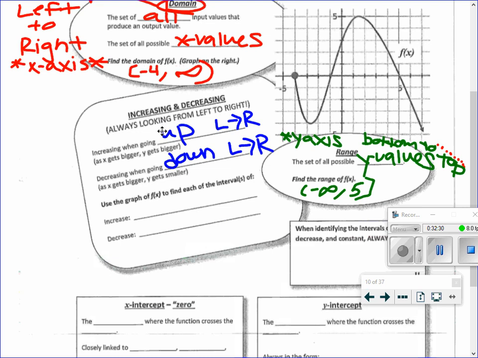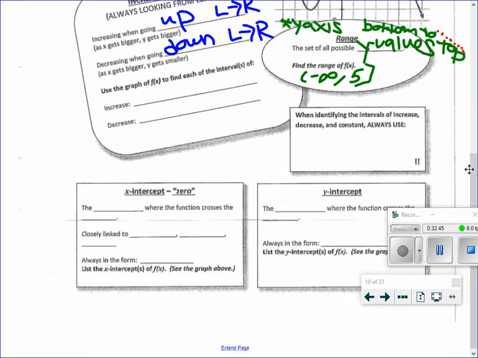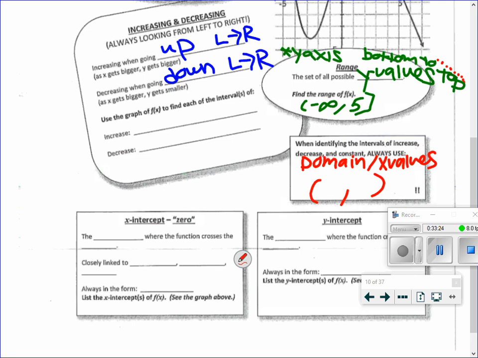One thing that's important to remember with increasing and decreasing: you can all look at a graph and put your finger and say, yep, it's increasing here, it's decreasing here. But you always have to remember you always use your domain, or the x value. When you're looking at a graph, you look to where it's increasing, and you intuitively want to look to your y-axis, but you actually have to look down to your x-axis because we're using our x values. And you always, always, always use parentheses, not brackets. Those are two things we always need to remember to do.